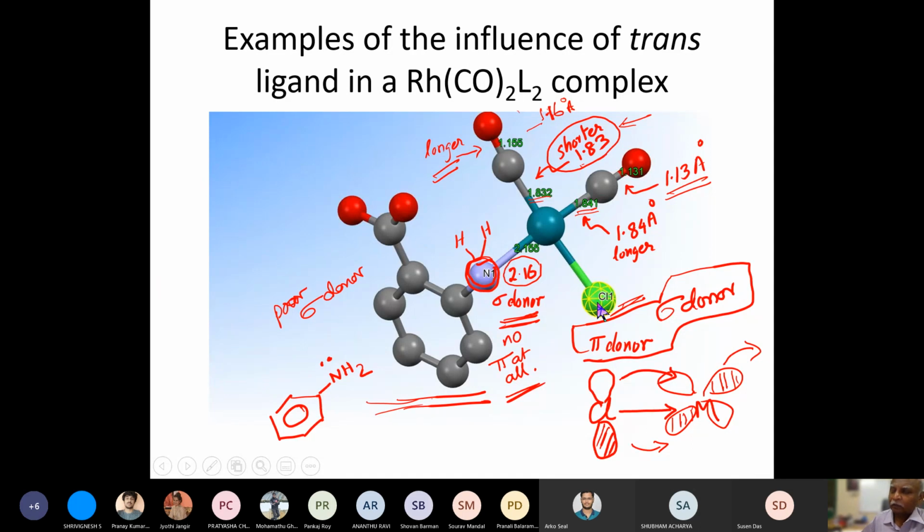Here, it is an amine and a chloride, and the amine has no pi effect. There is absolutely no pi, so you only have sigma donation. Here you have both sigma and pi, and the pi donation results in a strong bond opposite and a weakening of the other. The pi star occupancy is in fact significantly higher in this carbon monoxide compared to the pi star occupancy in this carbon monoxide.